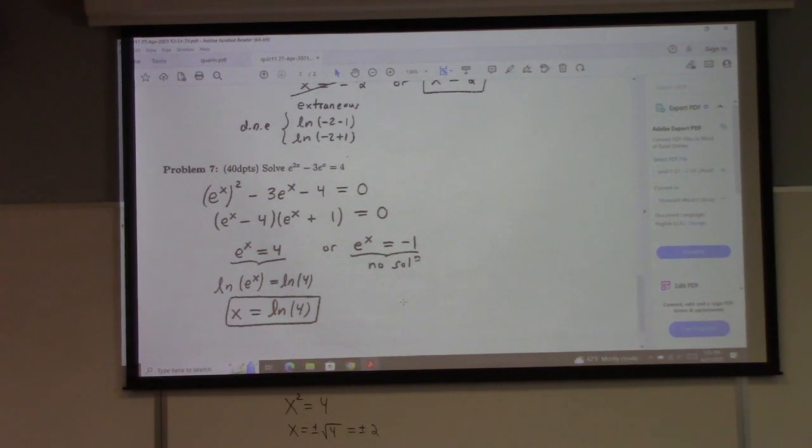Now, e to the x equals minus 1 is impossible to solve. The exponential always takes positive values. There's no way you can get minus 1 out of an exponential. So that has no solutions. On the other hand, this one, if I take the natural log of both sides, I get log of 4 is equal to x, and that's the solution.